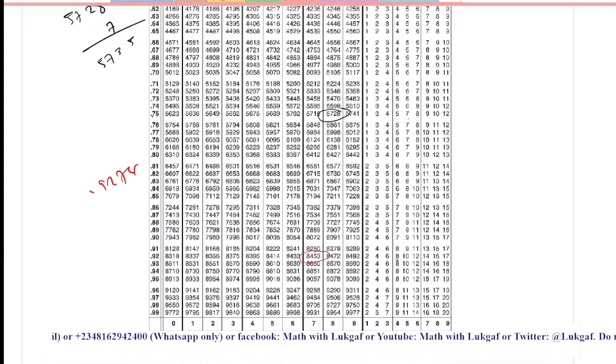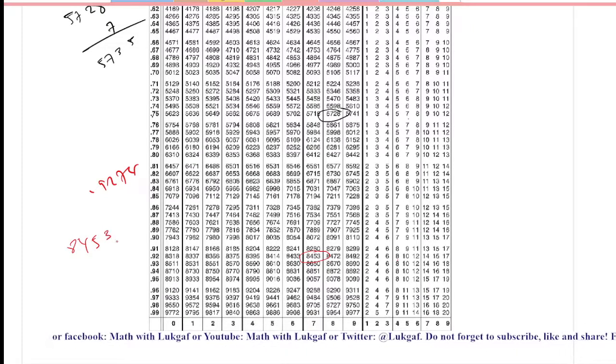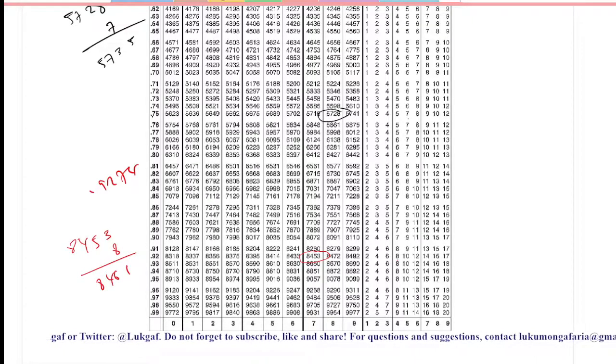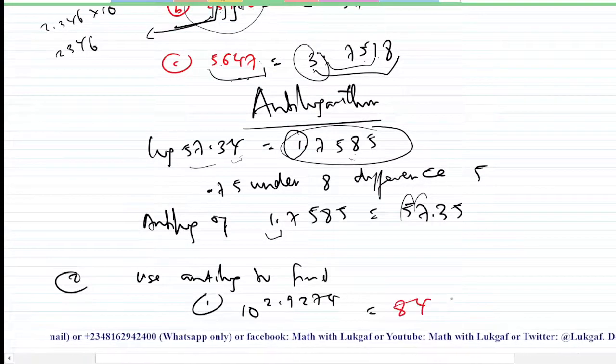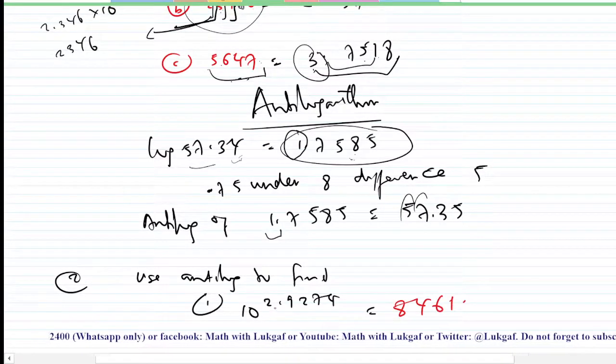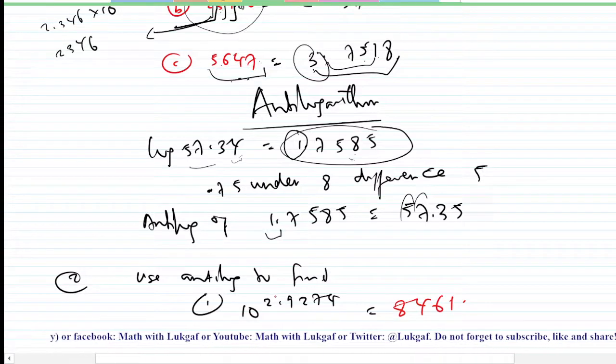Is 8. So then you are going to have 8, 4, 5, 3 plus 8. Is that taken? So that's 1, 6, 4, 1. So then I'm going to have 8, 4, 6, 1. And remember, you are going to use your characteristics part here to place the decimal point.